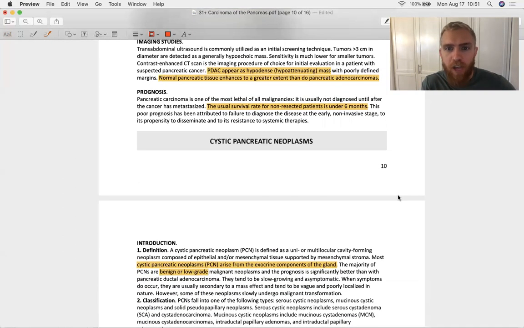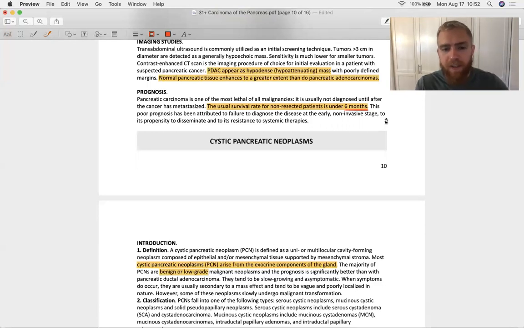Survival rate for non-resected cancer is under 6 months. And again, can we resect or not? That is predetermined by where the cancer is. Is it encroaching into any nearby vasculature? If the cancer's at the body or the tail of the pancreas, you typically have to take out the spleen too, just to be safe.